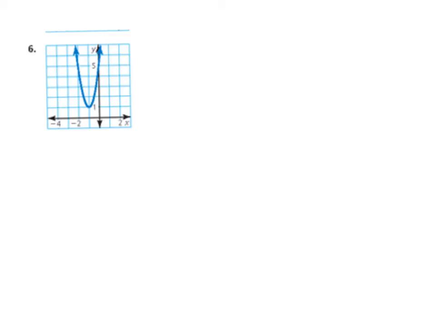All right, number 6. So we need to find the axis of symmetry. Axis of symmetry is going to be x equals, and this line right here divides it equally. This is going to be x equals -1. The vertex is going to be -1, +1.